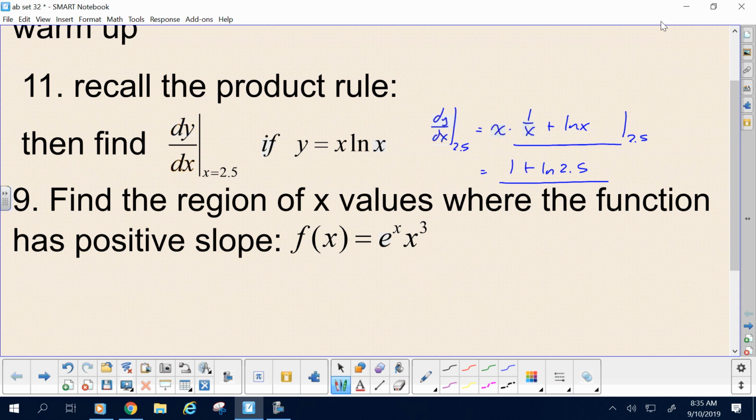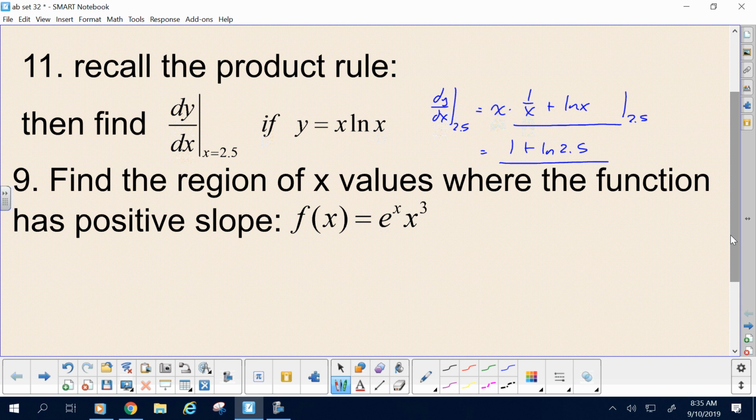Number 9. So, what did you do first? Find the regions where the function has positive slope. Positive slope needs to be interpreted. What does that mean? Derivative is positive. Slope comes from the derivative. So you need to know where the derivative is positive.